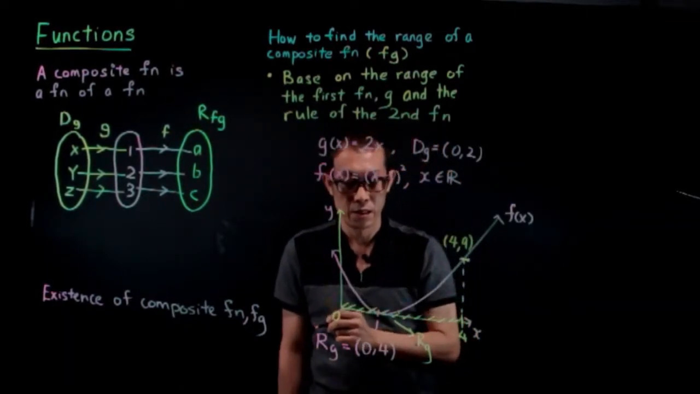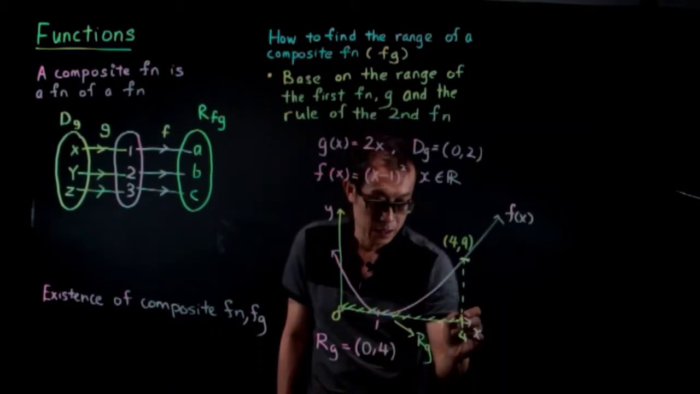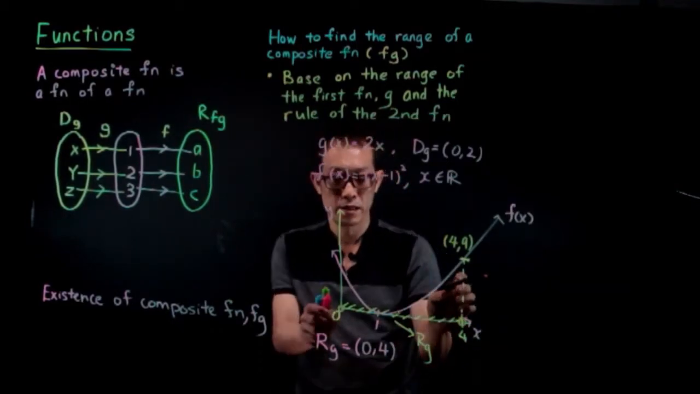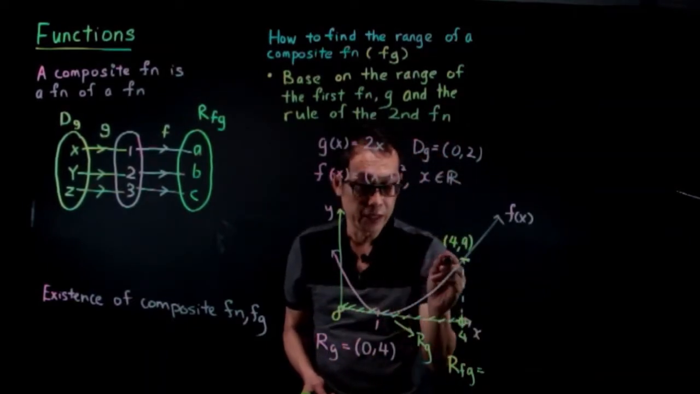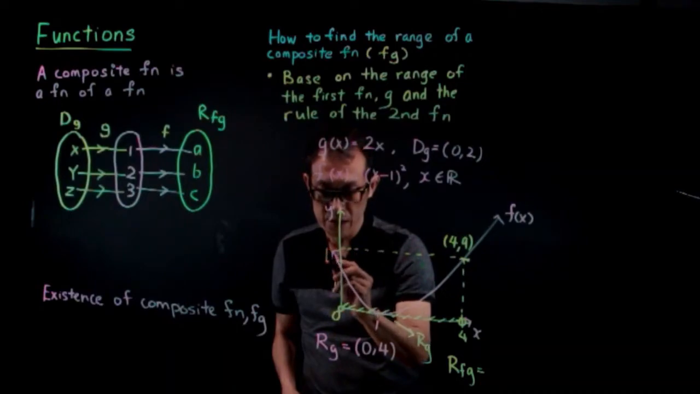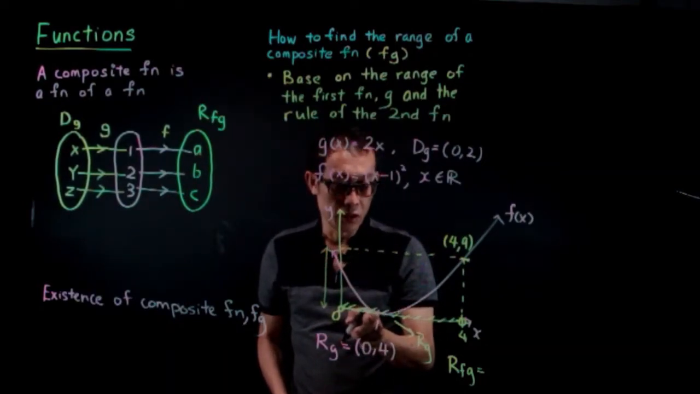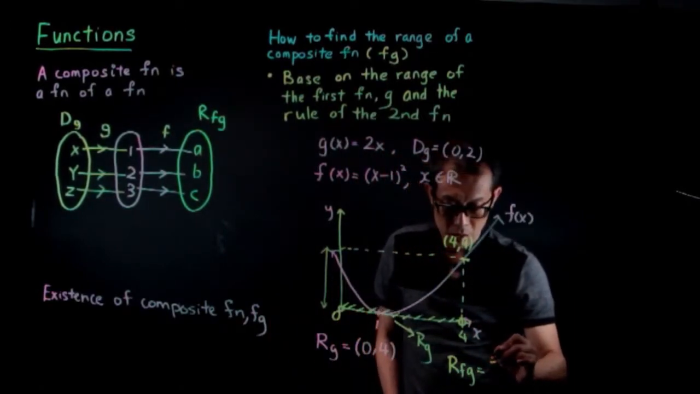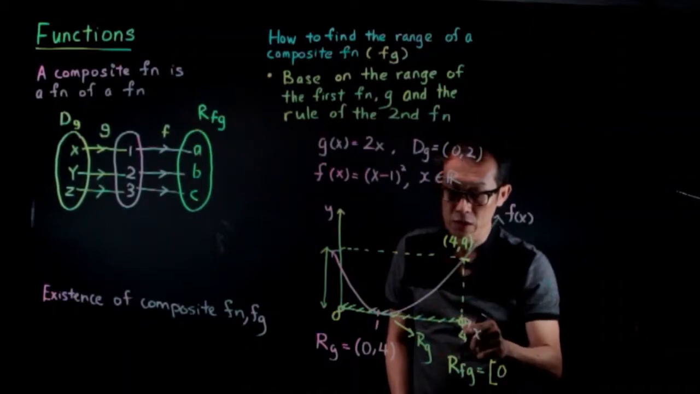So this should be an open full stop. The range of fg will be given by this. The range is the y-axis, so this is the part. So it's inclusive of 0 but not inclusive of 9.